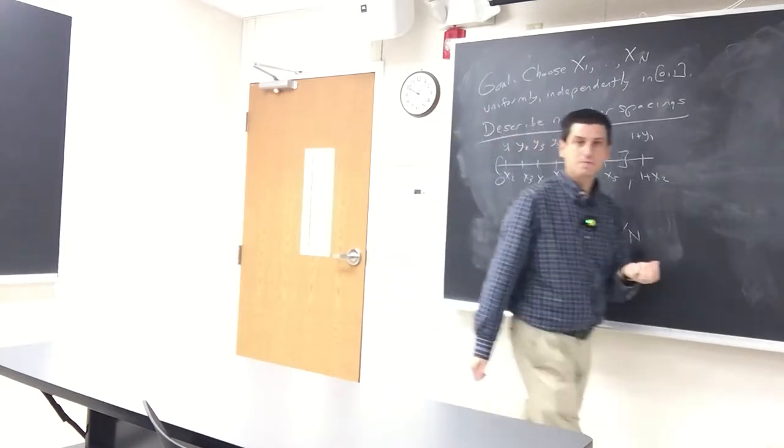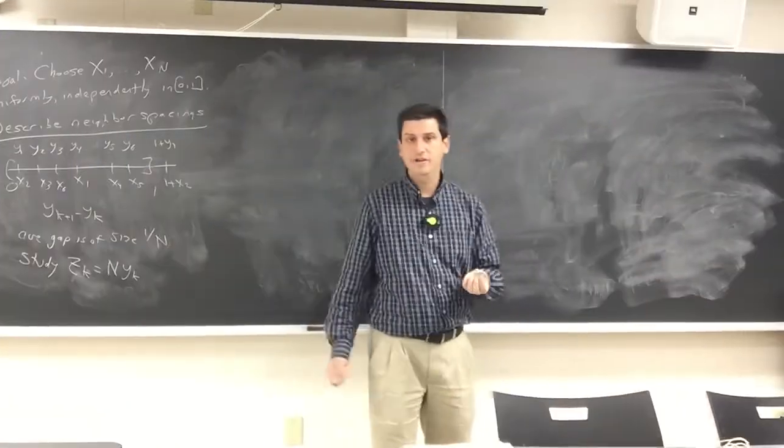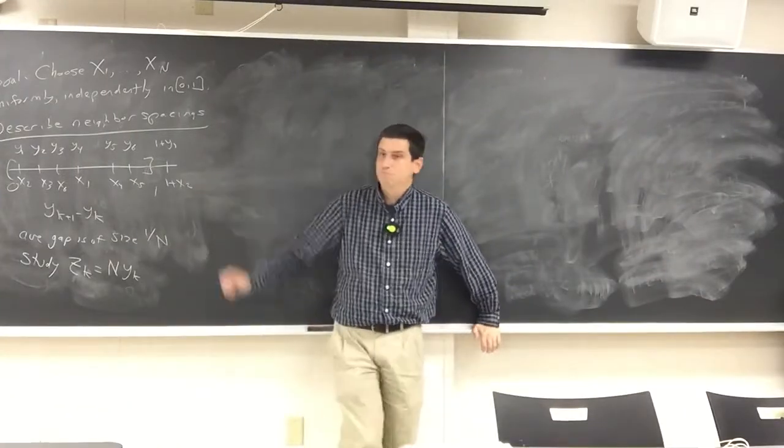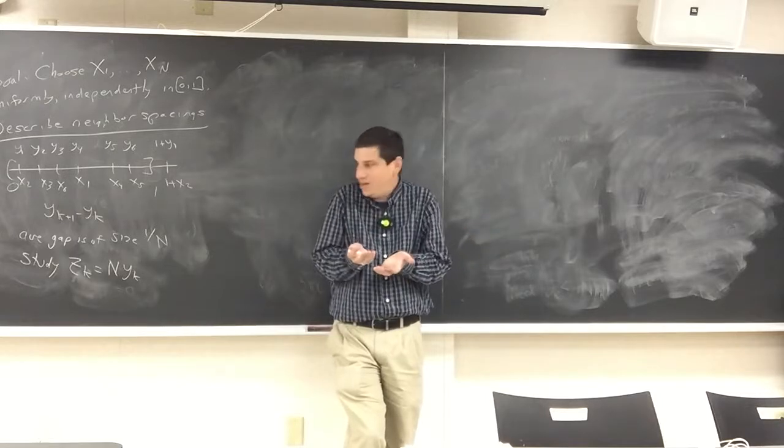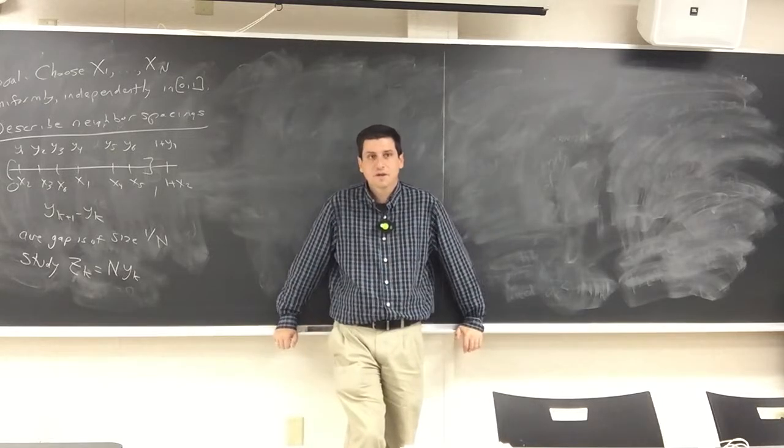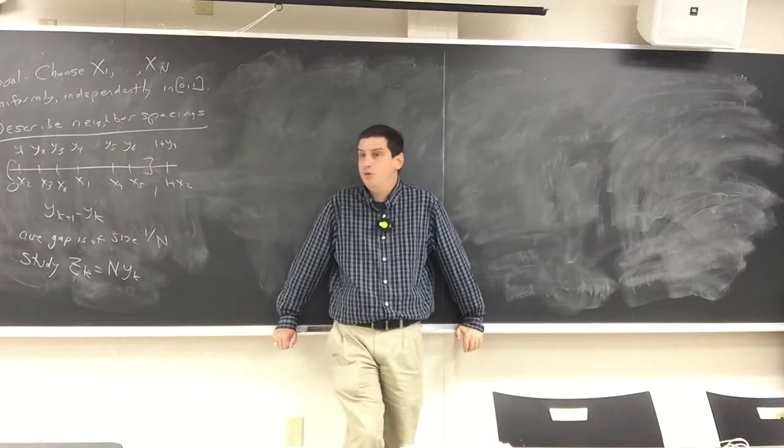So do you expect, as n gets very, very large, to have neighbor spacings very, very small? Of course. They've got to be small, because on average they're 1 over n. It's, do you expect gaps to be small relative to the average spacing? Do you expect gaps to be large relative to the average spacing?